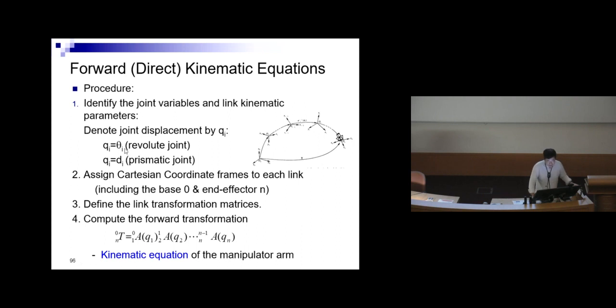The Q1 can be either theta i or di, and then multiplied by 1 2 A of Q2, and so on. So you cancel off the 1s, 2s, and so on, and you end up with 0 T n. So you multiply all these together, you have the kinematic equation of the manipulator arm. Meaning that if I know the Qi, so if I know the value of theta i of every joint, if they are revolute joints, I'll be able to determine 0 T n. Okay?